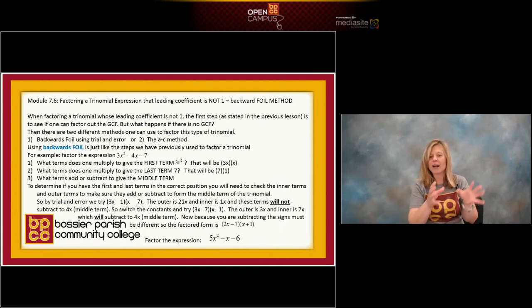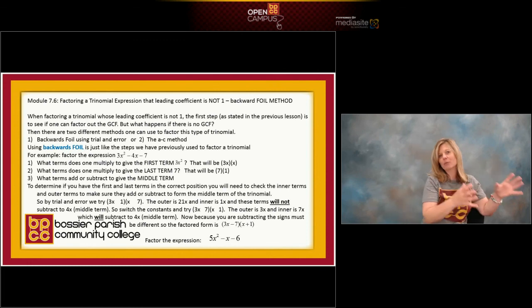Once I get all my terms in the right spot, I still have to get my signs. When you factor a trinomial, you have to listen to the expression. I want to subtract to make that middle term negative 4x. Subtract means the signs have to be different, so I need a positive and a negative. To make a negative 4x, I want the bigger term negative. The bigger term is the 7x, so the 7 gets the negative. The other term, the 3x, has to be positive, so the 1 gets the positive. So when I factor that difficult trinomial, I get 3x minus 7 times x plus 1.